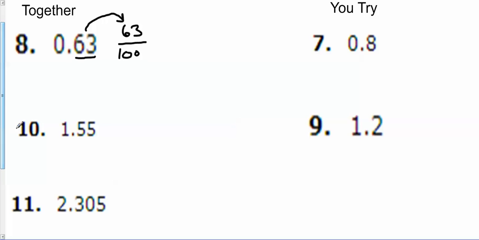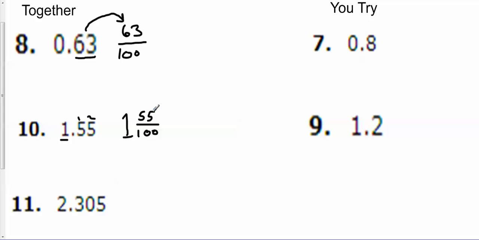Okay, so let's take a look at number 10. I've got a whole number in front of here. So all I do is just put the whole number in front. 1 stays a 1. 55 becomes my numerator. How many digits are to the right? 1, 2. So how many zeros am I going to put there? 1, 2. So I read this 1 and 55 hundredths, or 55 over 100.